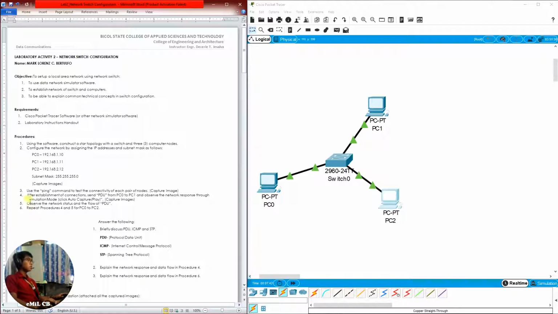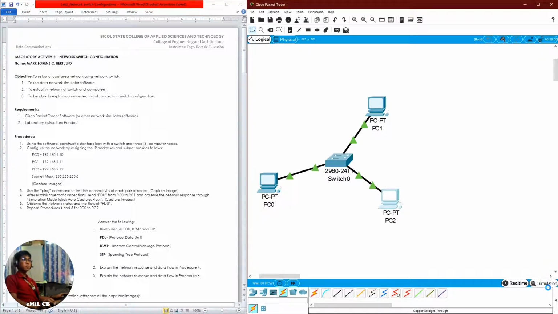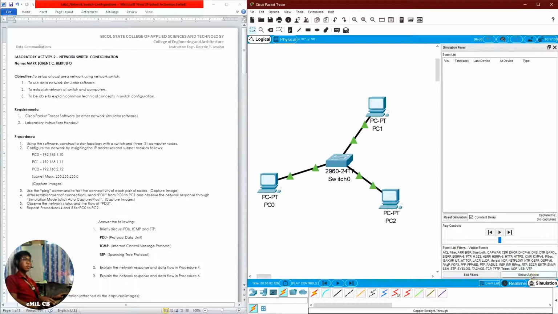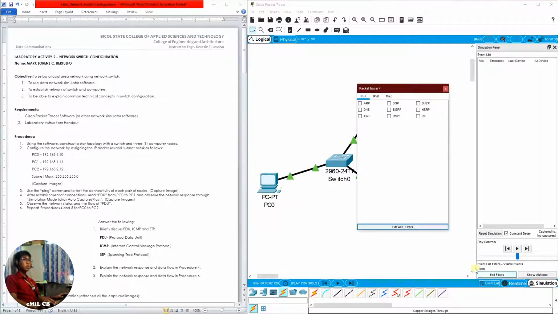So, from procedure 4, we are going to use the simulation mode. It's located at the bottom right of the application. Just click simulation, then show none to disable any other types of PDU. We are going to check the ICMP, which stands for the Internet Control Message Protocol.